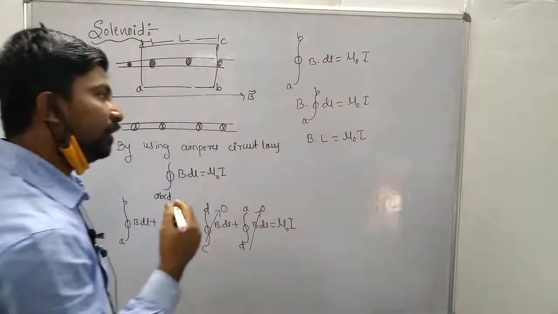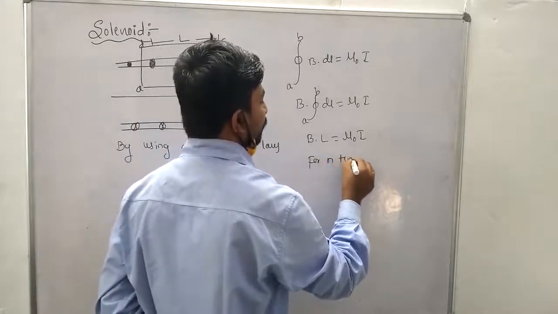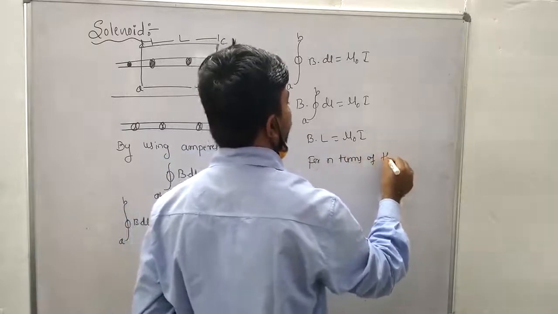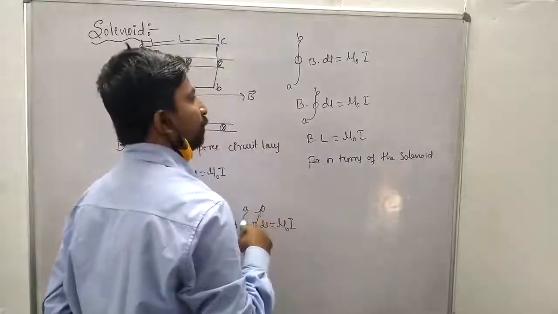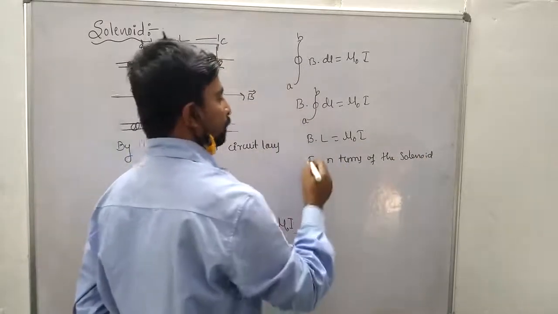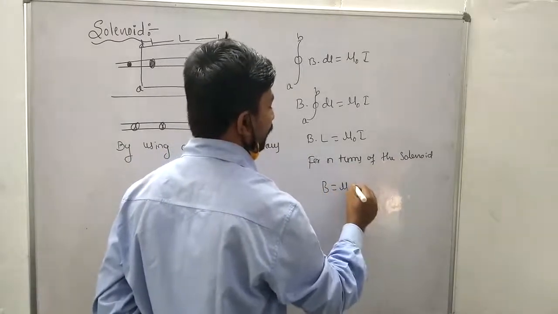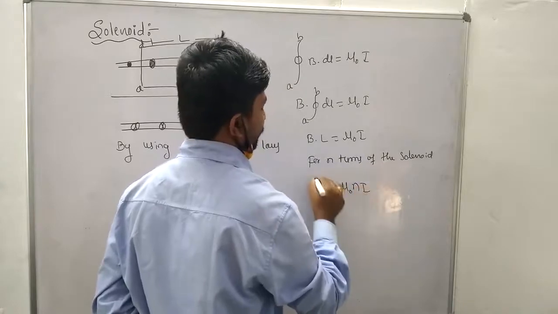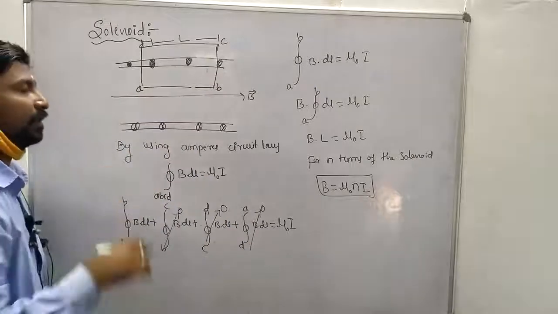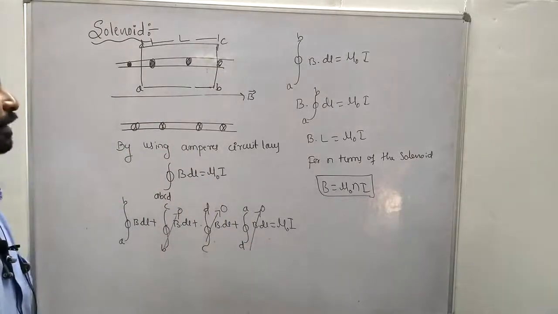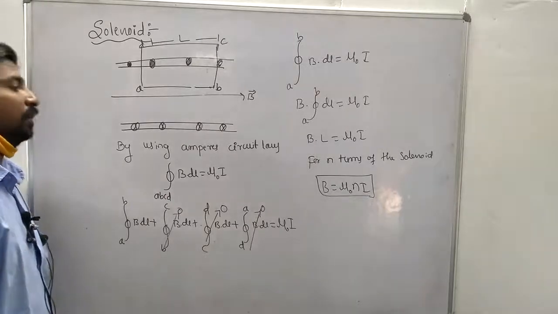Suppose for n turns of the solenoid, for unit length L equal to 1, finally B is equal to mu naught n I. So this is the derivation of the expression for the solenoid. So first of all, what is meant by solenoid? It is a long thin wire wound in the form of a helix whose length is large compared to its radius, so that is called solenoid.